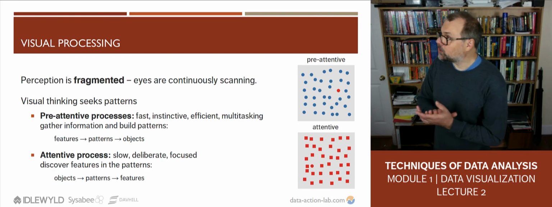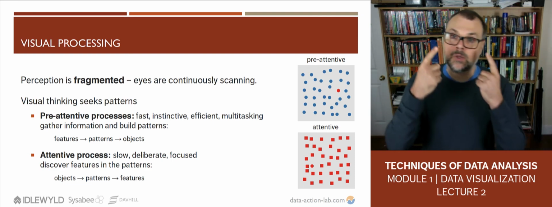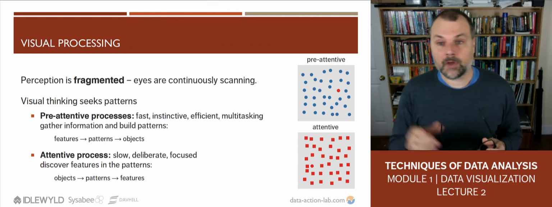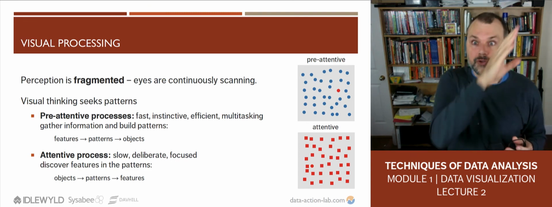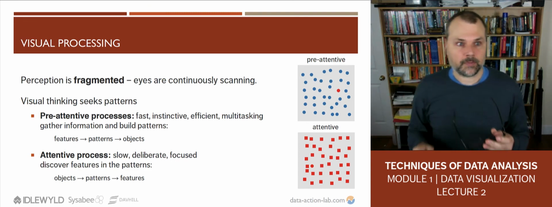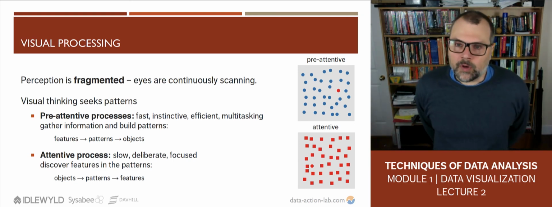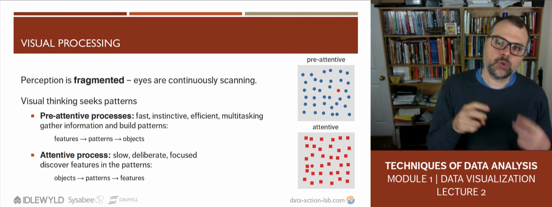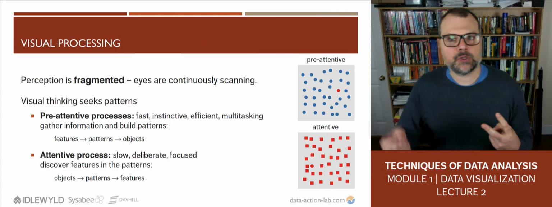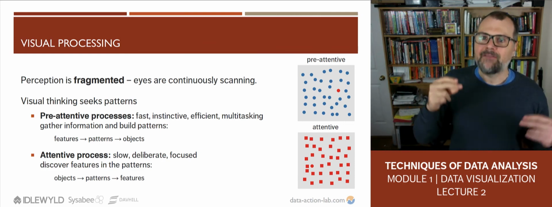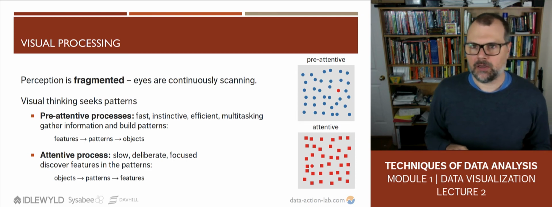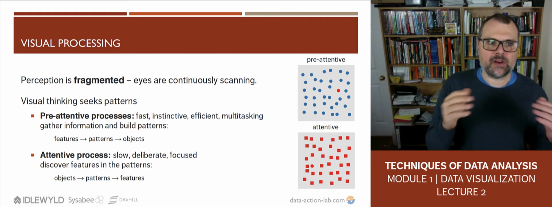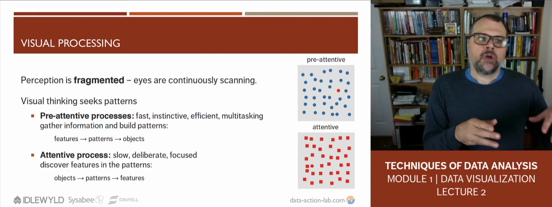One thing to keep in mind when you create these charts is that the way we perceive visual input is fragmented. Our eyes are continuously scanning. They go to different locations, in little jumps. When you think through your visual senses, you're looking for patterns. And there's two types of ways to look for patterns. You can use your pre-attentive processes. Everything that happens fast, instinctively, quickly, at a glance. The ability to gather information without really thinking about it. The features, the patterns, the objects.